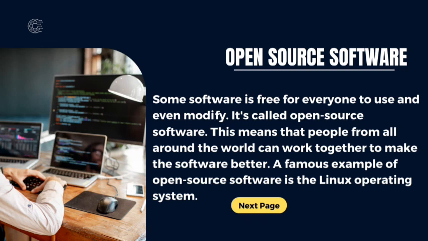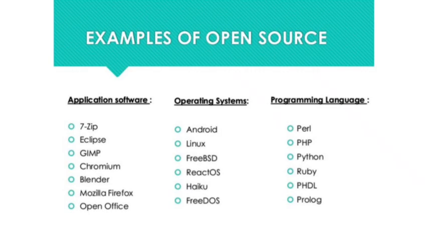What then is an open source software? Some software is free for everyone to use and even to modify. It is called an open software. This means that people from all around the world can work together to make the software better. The famous example of open software is the Linux operating system.